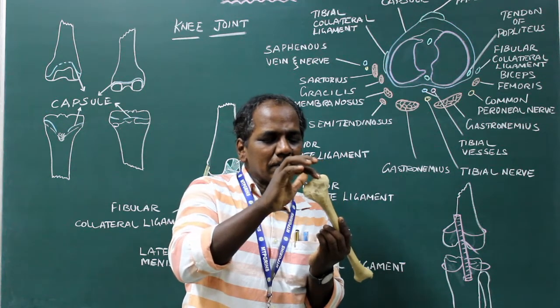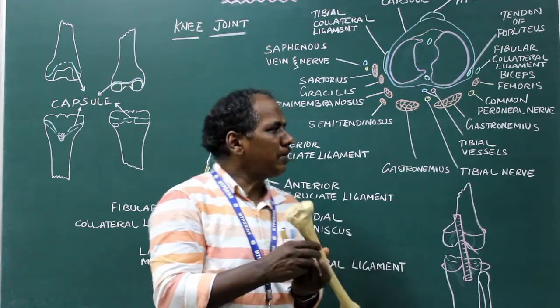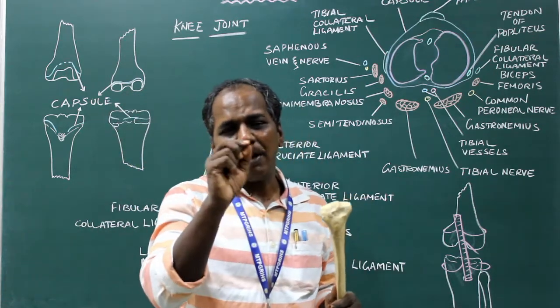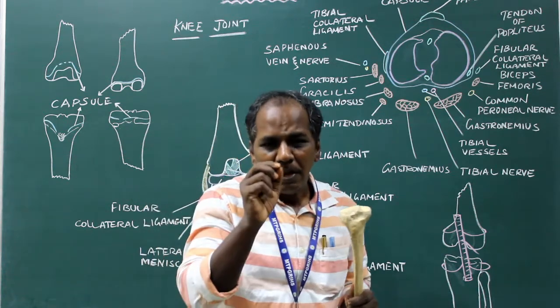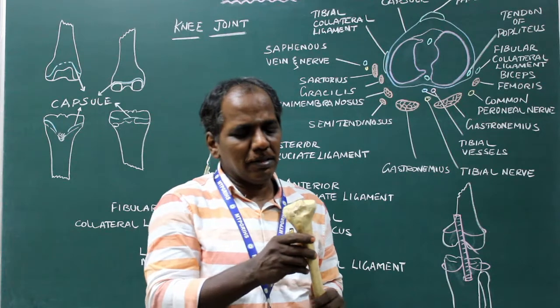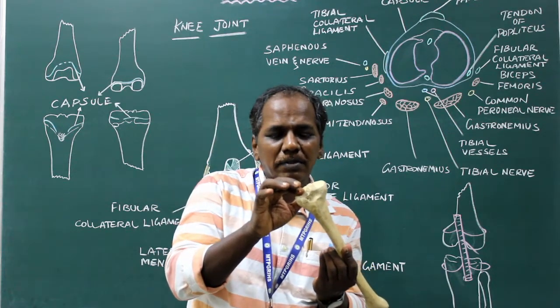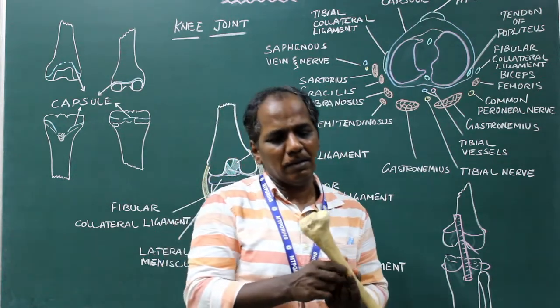So according to this articular surface, there is a cartilage present. So what is this meniscus or semilunar cartilage? It is a fibrocartilaginous structure. It is a fibrocartilaginous structure present on the superior articular surface of the medial and lateral condyles of the tibia.